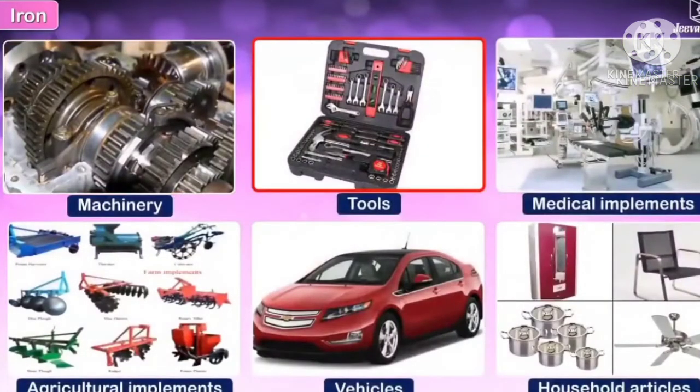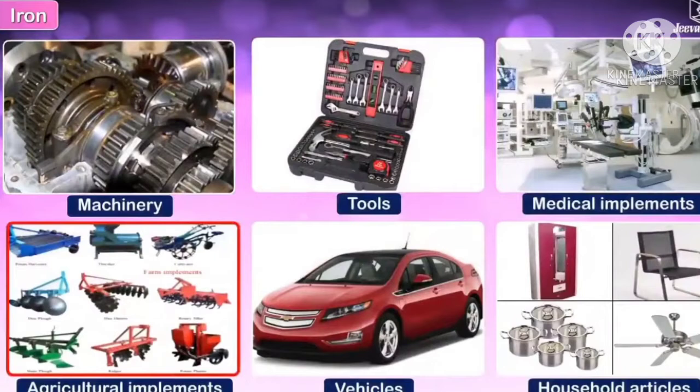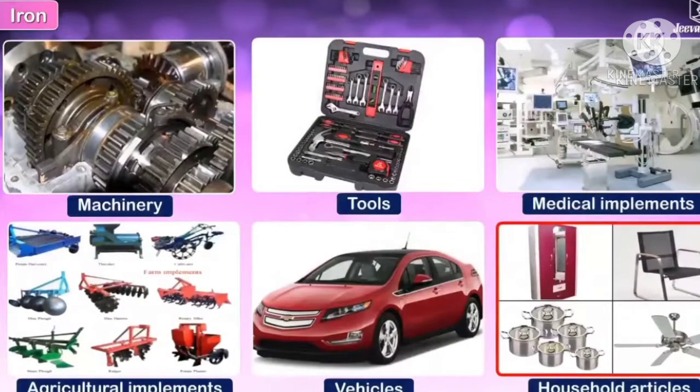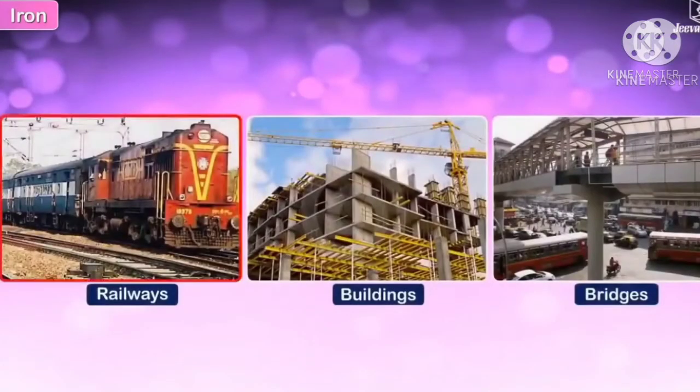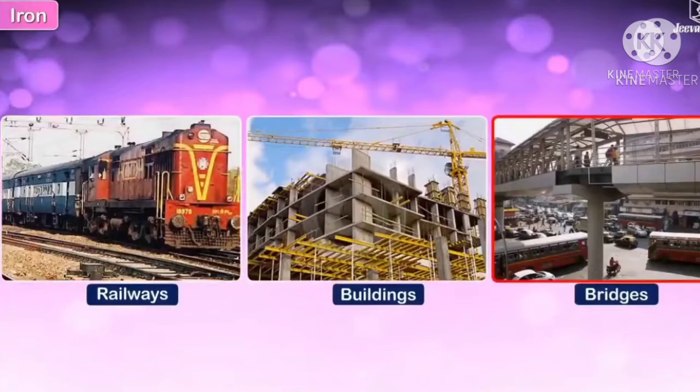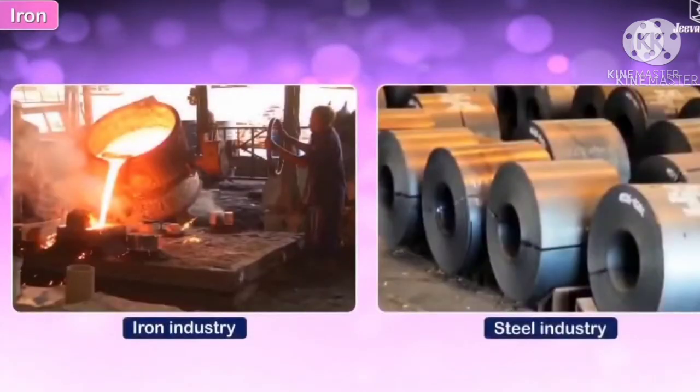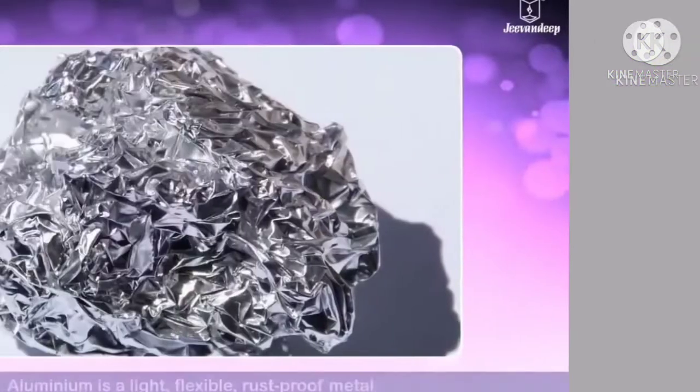Iron is used in the production of machinery, tools, medical implements, agricultural implements, vehicles, and household articles, including railways, buildings, and bridges. Iron is a heavy metal that is used in the production of heavy equipment in various industries. Iron is extracted from iron ore found deep in the earth's crust. It is used in the iron industry and in the steel industry for the production of heavy equipment.